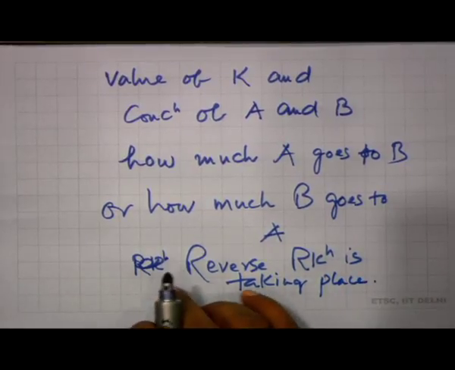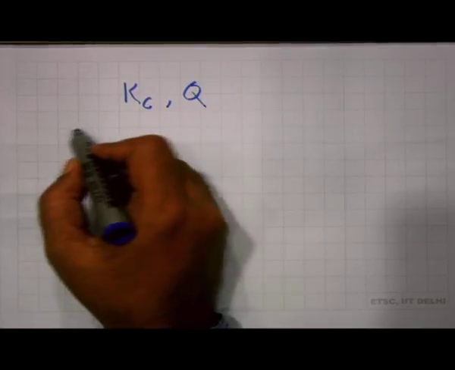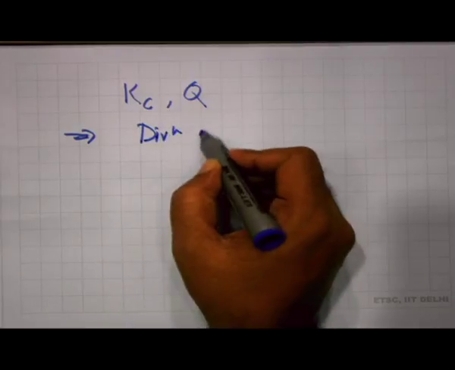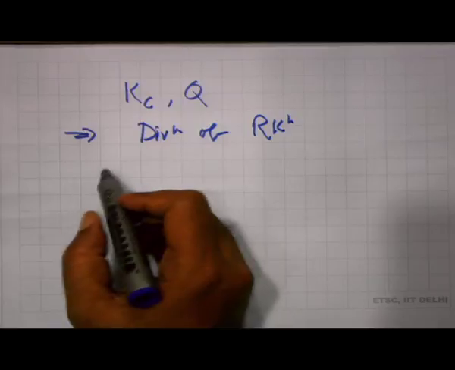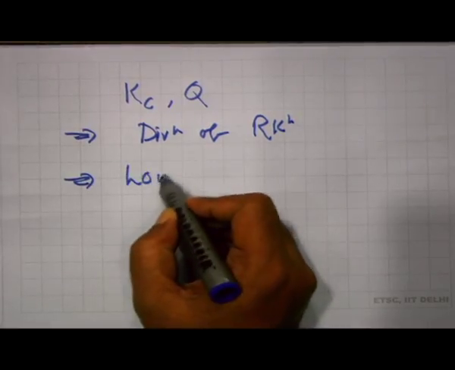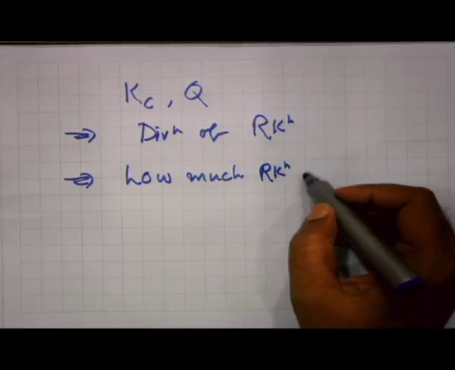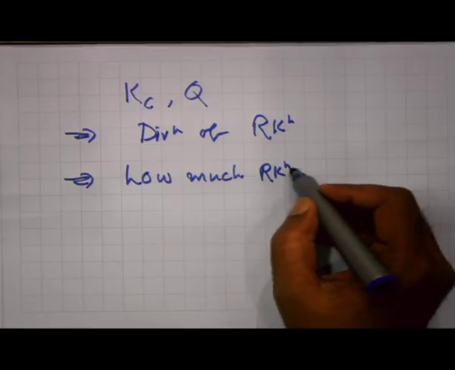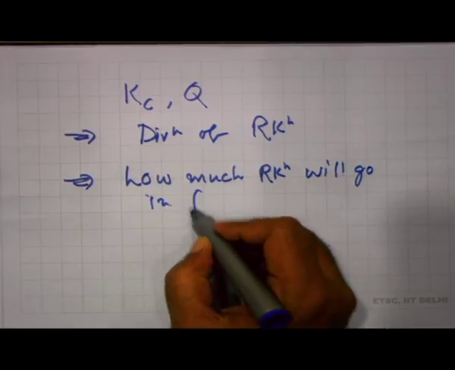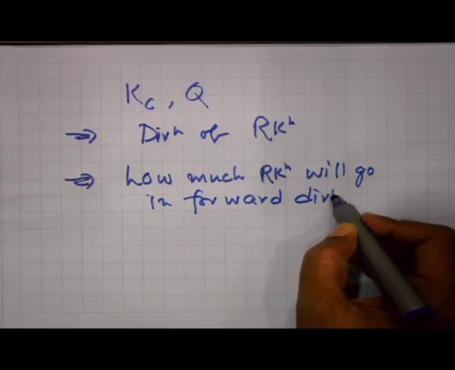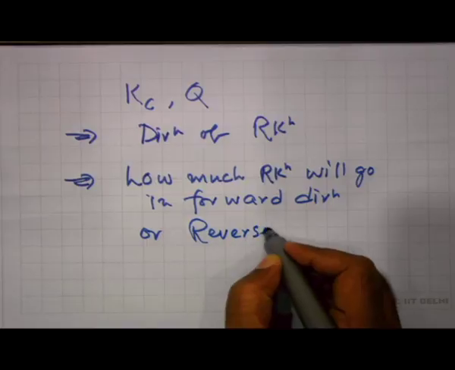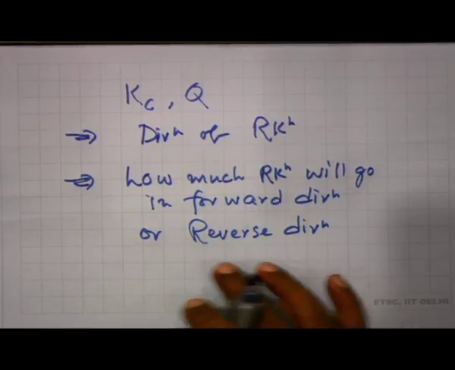You just see, with just two simple concepts, Kc and Q, we are able to tell not only the direction of the reaction, but we will also be able to tell how much the reaction will go in the forward direction or reverse direction. So, we will be able to calculate how much A goes to B or B goes to A.